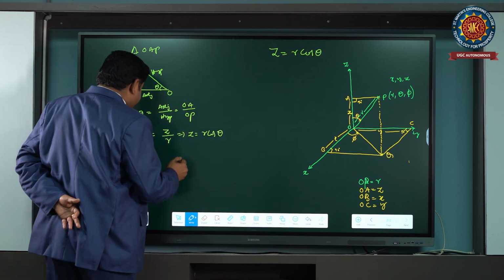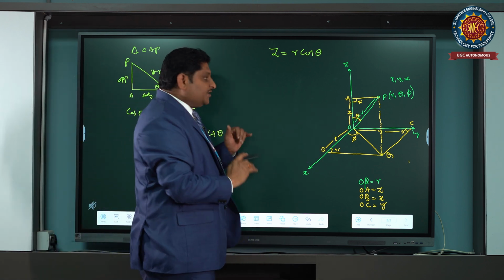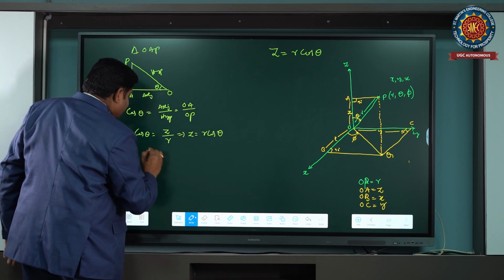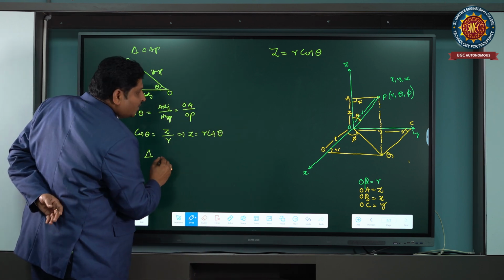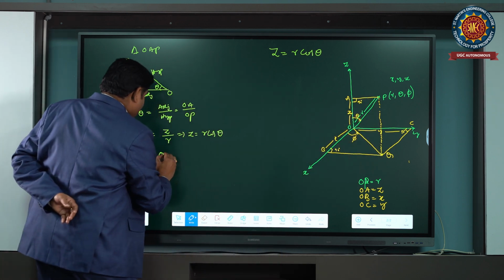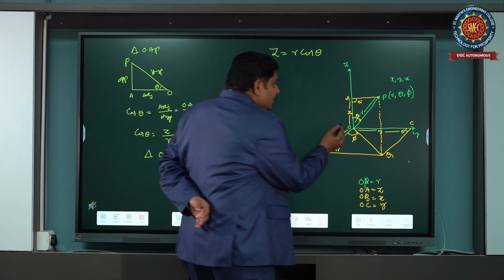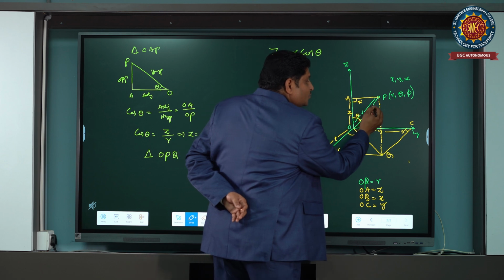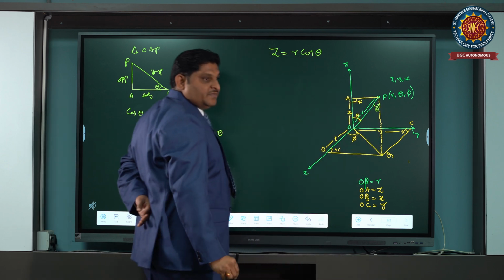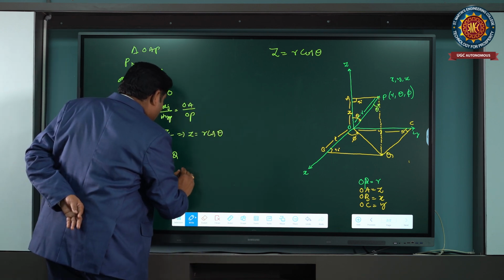The next one, from this diagram, I can consider another right angle triangle, triangle OPQ. So before considering this triangle, here the angle is theta, so automatically here is also the angle theta. Now I can rearrange that OPQ triangle.